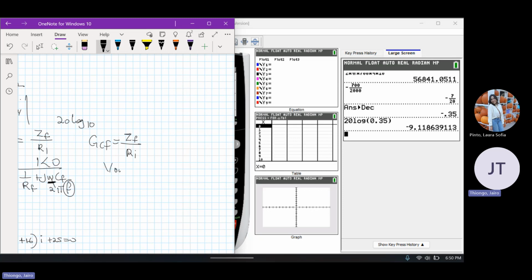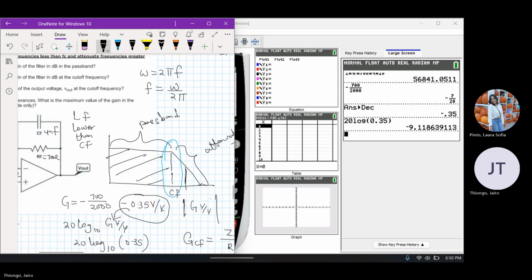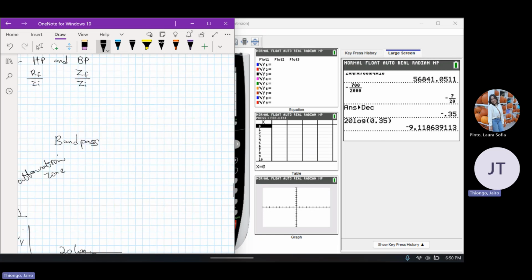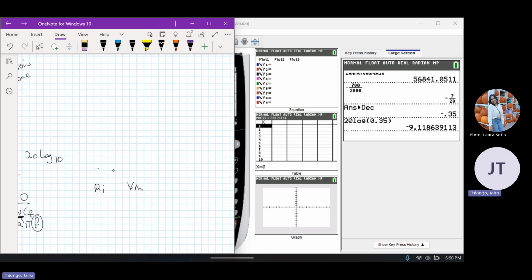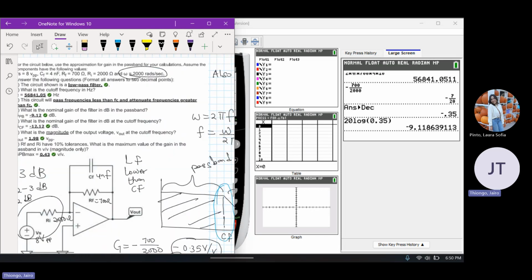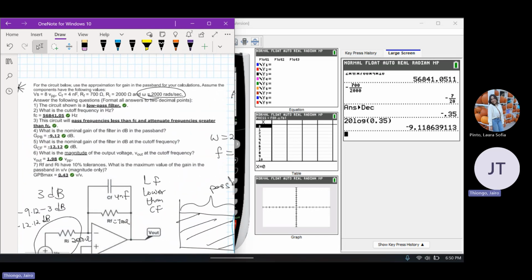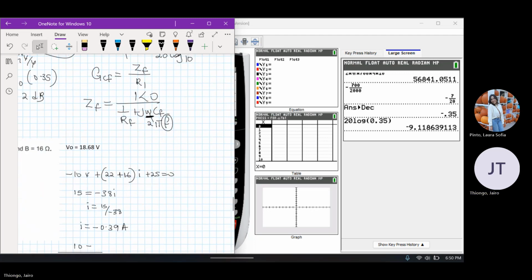But V out over V in is the same as this, right? So gain will be that, and then we have V out over V in. We are being asked to find the V out. However, we also have another way to go about doing that using math. We know we've been given the gain at the cutoff frequency. We already found it by minusing 3 dB, so it's right here. Minus 12.12 dB gain at the cutoff frequency.